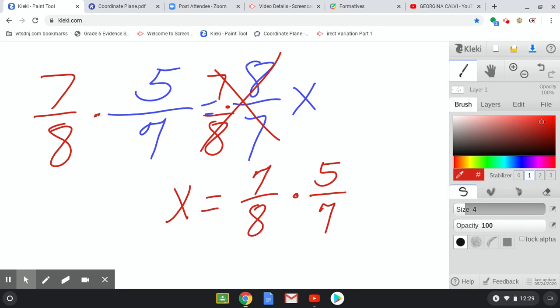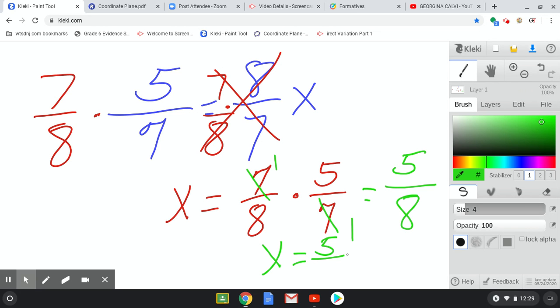Okay, I'm going to cross simplify to make it easier. So 7 goes into 7 once, 7 goes into 7 once. Now just multiply your numerators across and your denominators across. So 1 times 5 is 5, and 8 times 1 is 8. So my final answer here would be x is equal to 5/8. Remember, you always need to simplify down if you can. So if you don't have a completely simplified answer, you will receive partial credit if your answer is correct but not simplified.